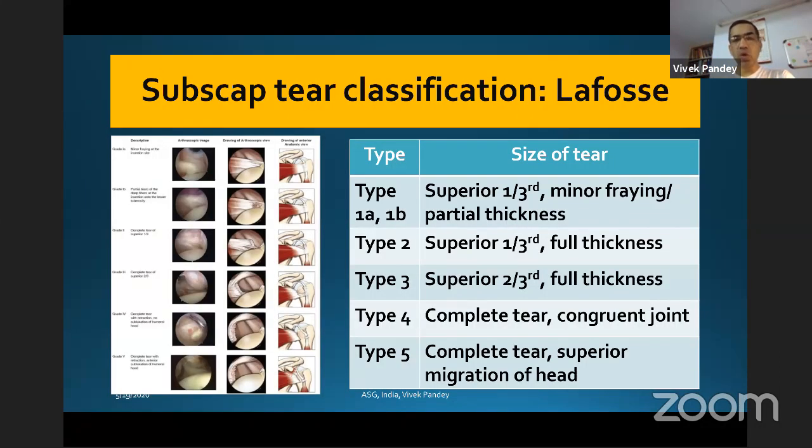This is the most common classification we all follow, including me. I follow the Lafosse classification, which is classified into 5 types. Type 1 is just the superior third, with a minor fraying, or sometimes a partial tear. Type 2 is superior 1/3, but full thickness. Type 3 is superior 2/3 full thickness. Type 4 is a complete tear, but with a congruent joint. And type 5 is a complete tear of the subscap, which has retracted beyond the glenoid, with anterosuperior migration of the head.